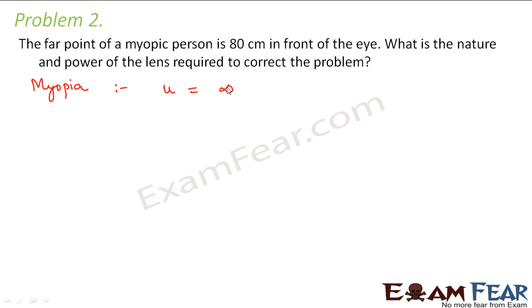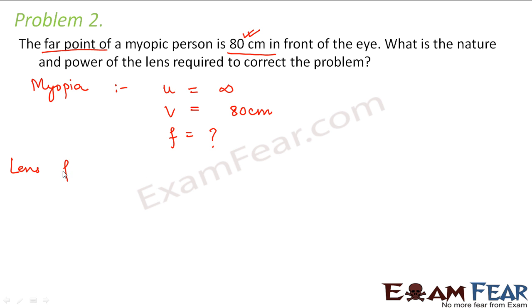For what condition do we need a lens? When the object is distant, that means when the object is located at infinity. So we will take u equal to infinity. And what is the far point? That means the maximum distance at which the person can see the image of the object, that is 80 centimeters. That means v is given as 80 centimeters, right? Now we have to calculate the power of the lens. In order to calculate power, you will have to calculate the focal length. Once you calculate the focal length using the lens formula, you will be able to calculate power.